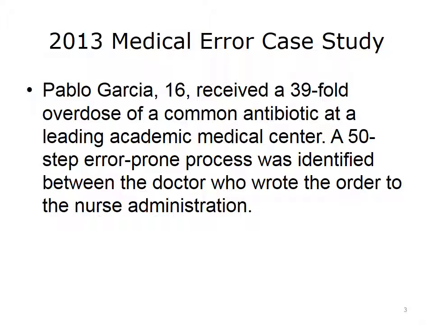In 2013, at a leading academic medical center, 16-year-old Pablo Garcia received a 39-fold overdose of a common antibiotic. There were over 50 steps, from ordering the medication to its administration, involving doctors, nurses, and pharmacists. In weight-based dosing calculations, it is common that a pill size is more than 5% off. This prompted a correction workflow between the pharmacist and the ordering physician to have the ordering physician correct the order.